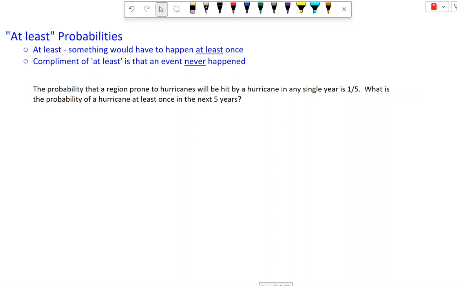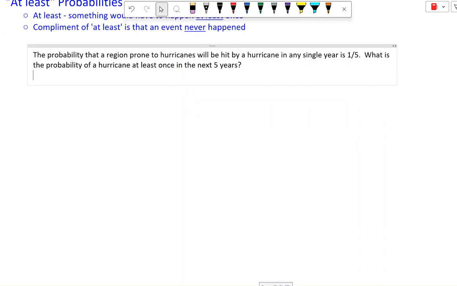The probability that a region prone to hurricanes will be hit by a hurricane in any single year is a 1 in 5 chance. What is the probability of a hurricane at least once in the next 5 years? I'm going to use a tree diagram to illustrate the idea of "at least" probabilities.